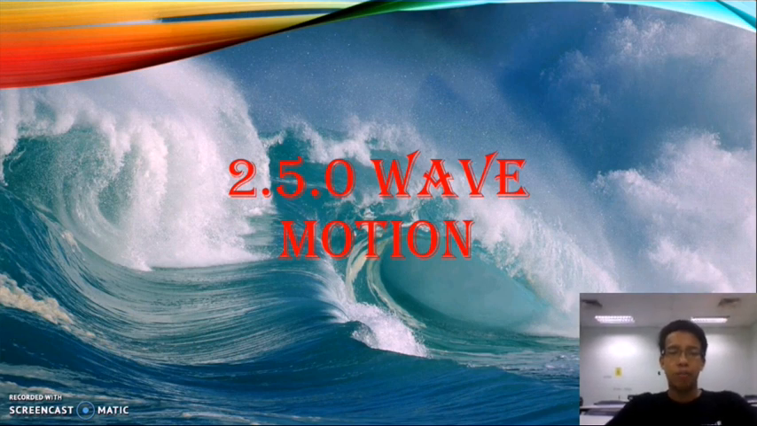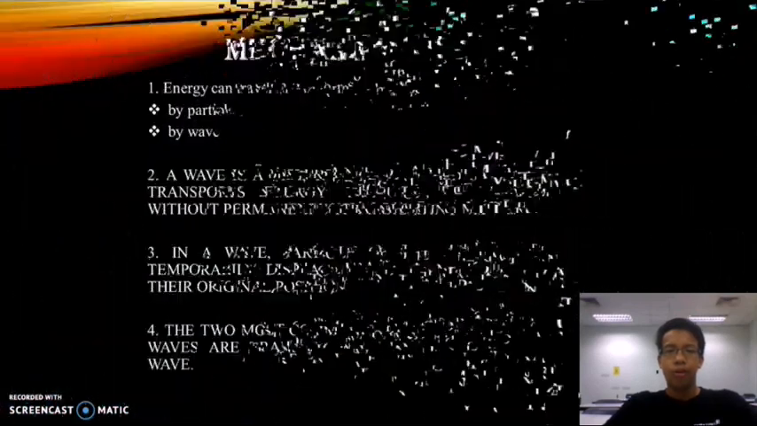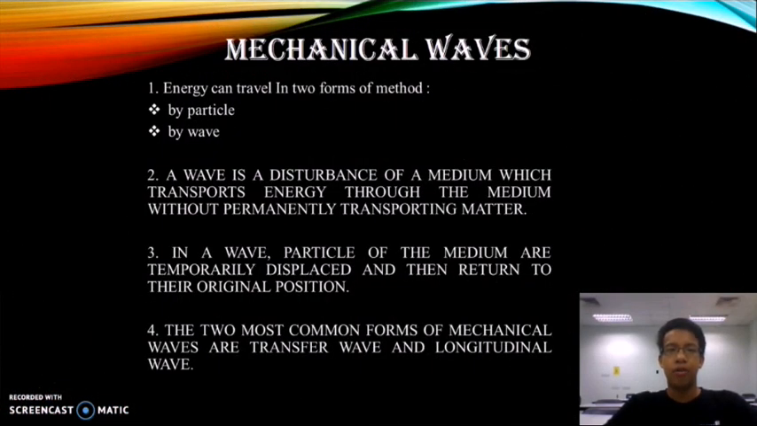Okay, next, the topic is wave and motion. A mechanical wave is one whose energy can travel in two ways, by particle and by wave. A wave is a disturbance of a medium which transports energy through the medium without permanently transporting matter. In a wave, particles of the medium are temporarily displaced and then returned to their original position. The two common forms of the mechanical wave are transverse wave and longitudinal wave.